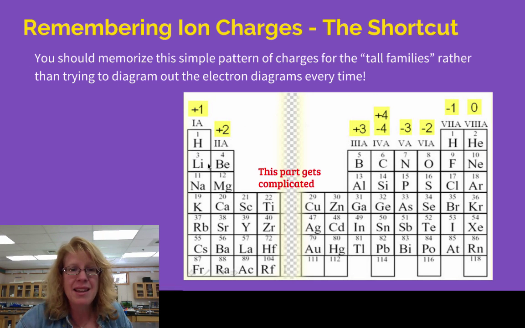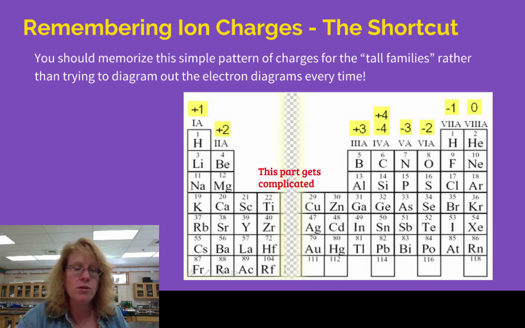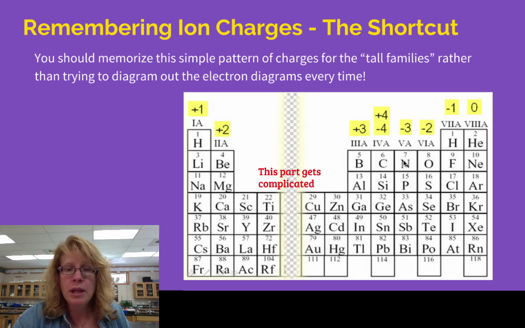The rule here is that the whole first family, the alkali metals, always becomes +1 cations. The alkaline earth metals always become +2 cations because they have 2 electrons to give away. Boron, aluminum, gallium, these in the third family, become +3. Carbon, silicon, germanium, in the fourth family, can become +4 or -4. They actually have 4 electrons in a shell that can hold 8, so they could gain 4 or lose 4, depending on what they want to do.